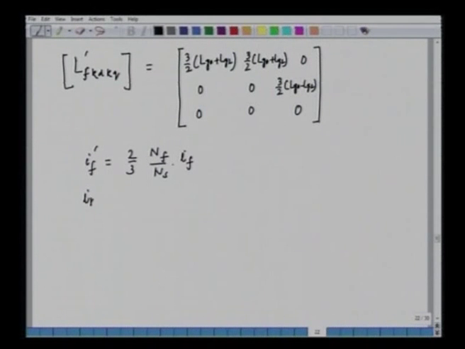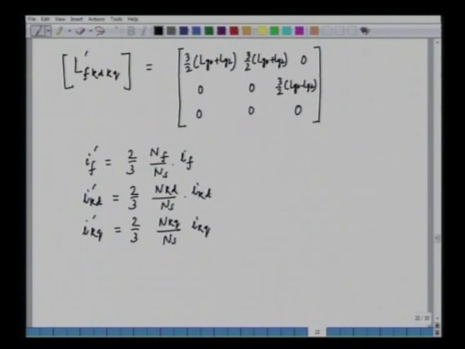Similarly, Ikd prime referred from the primary side is equal to 2 by 3 of Nkd by Ns into Ikd. Ikd is the actual damper winding current in the d axis. When we refer that from the primary side, it will be Ikd prime, that is equal to 2 by 3 times Nkd by Ns. Similarly, we have Ikq prime, that is equal to 2 by 3 times Nkq by Ns into Ikq. These are the currents which are referred from the primary side.